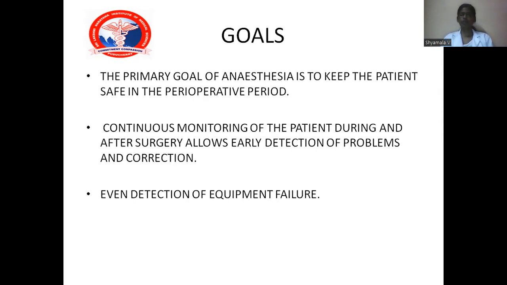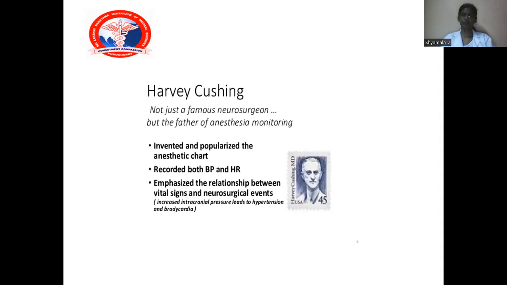The primary goal of anesthesia is to keep the patient safe in the perioperative period, that is preoperative, intraoperative, and postoperative period. Continuous monitoring of the patient during and after anesthesia is a must, which allows early detection of problems and the correction of those problems. It can even detect equipment failure early.